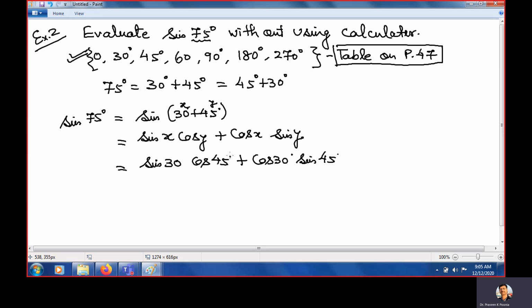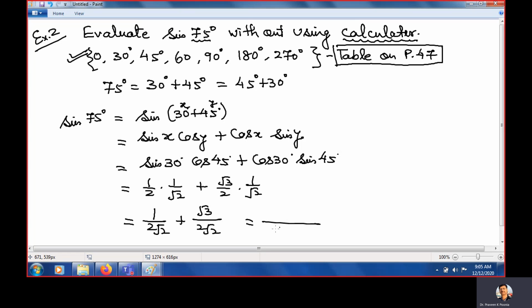Now you must know the values of trigonometric functions that I told you. You need to remember. Sine 30 means 1 upon 2. Cos 45 means 1 upon square root 2, plus cos 30 is square root 3 upon 2 and sine 45 is 1 upon root 2. You cannot use a calculator. It is written clearly, without calculator. That means no need to find the decimal value. If you put the value of 1 upon square root 2 in decimal, you will not get marks. So 1 upon 2 root 2 plus root 3 into 1 is root 3 upon 2 root 2.